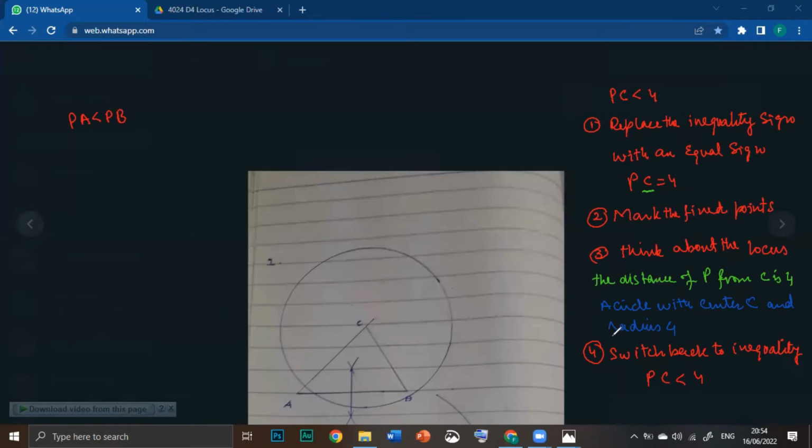Now we will apply all these steps on the second locus. So we should be inside the triangle. We should be inside the circle. Now we will apply the 4 steps on this: PA is less than PB. The first step is replace the inequality with an equal sign. PA is equal to PB. The second one is mark the fixed points. The fixed points are A and B. The third step is think about the locus.